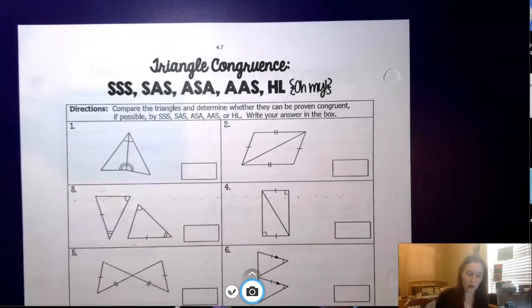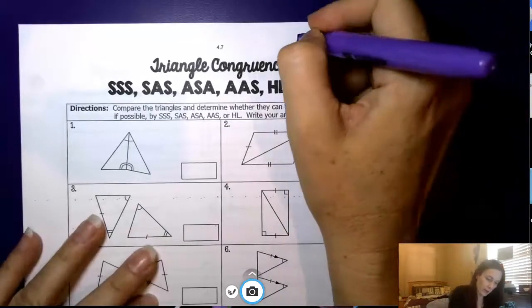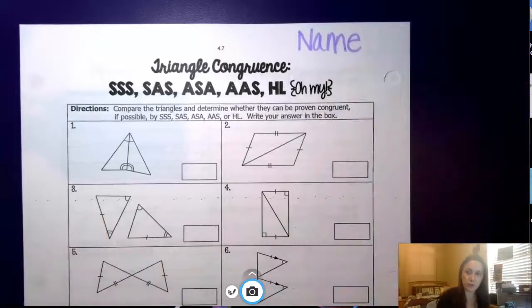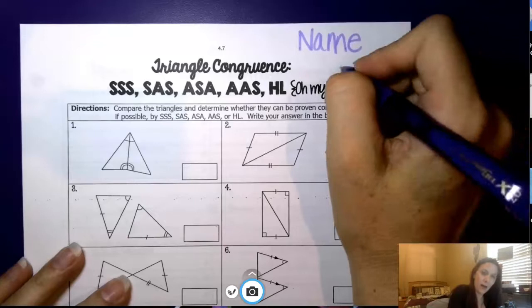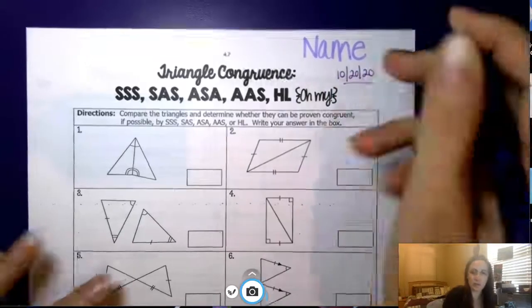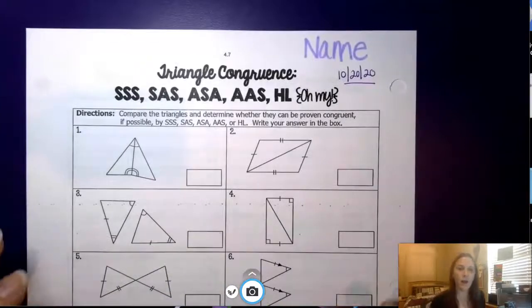So make sure right now you put your name in marker. Not my name, your name. Up here, in marker, so when you take a picture and you submit it, I know that you did it. You could also go ahead and put the date here. The date for me is 10/20/20. Yours is going to be sometime next week.